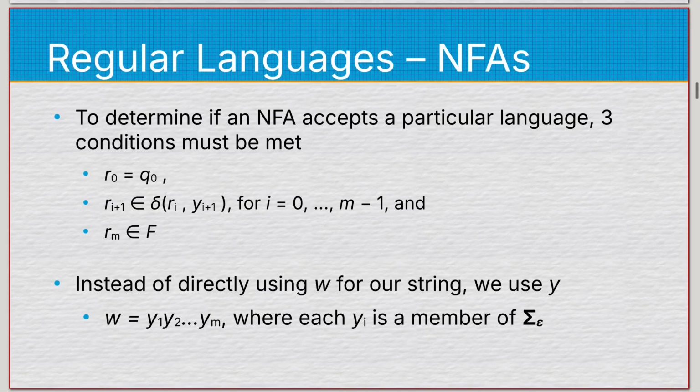So we also have that same 3 condition requirement when we are recognizing languages for NFAs, just like we did back with DFAs. And the first and last one are identical. The only difference here is rather than using strings of W directly, we now have a Y in this case. So W equals a concatenation of Y1, Y2, Y3, etc., where each Yi is a member of our actual alphabet.